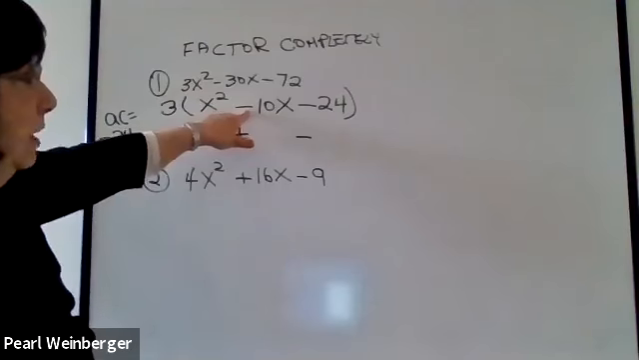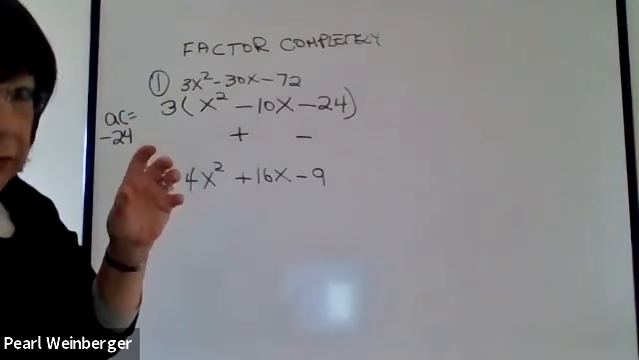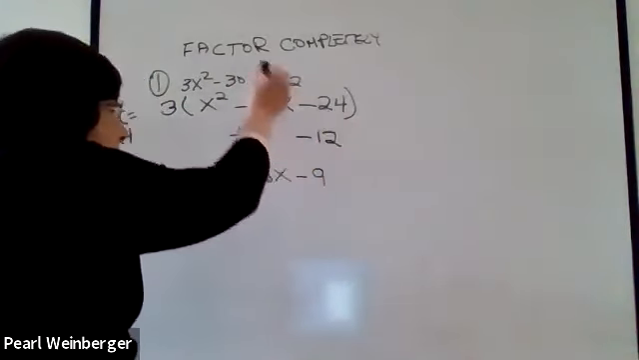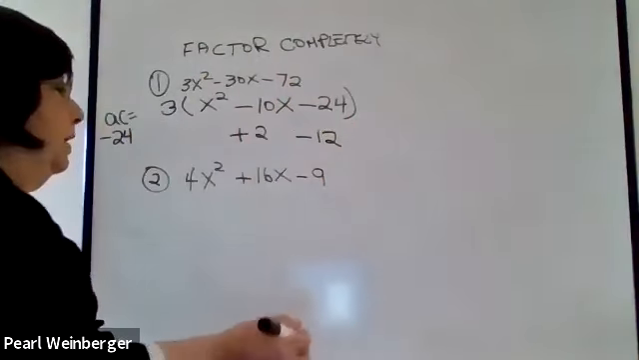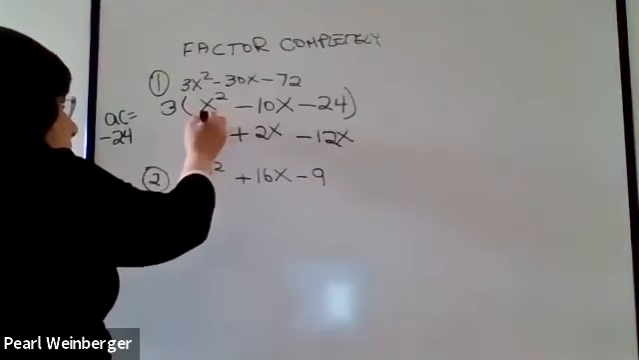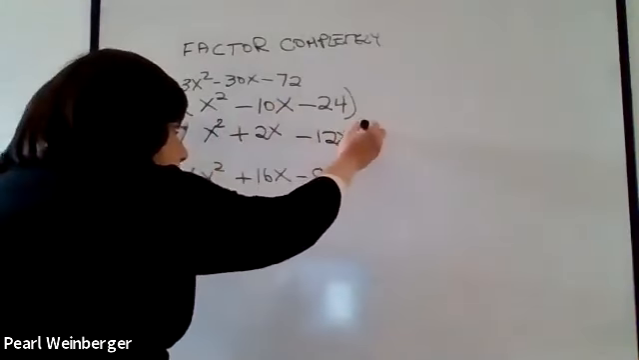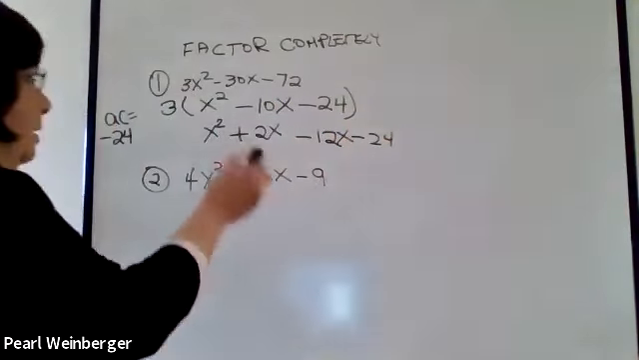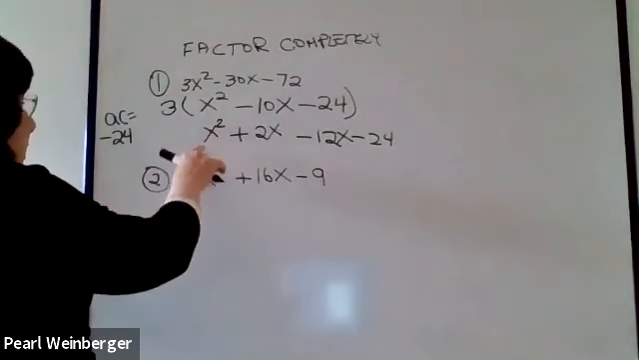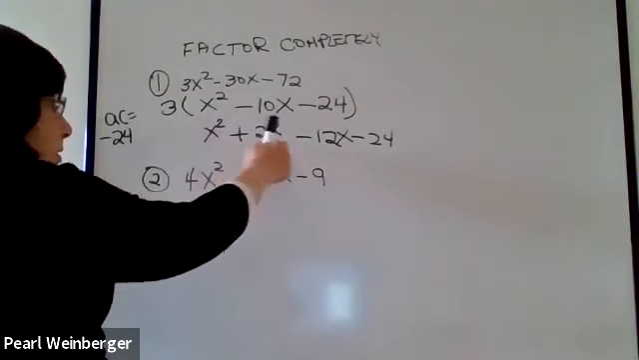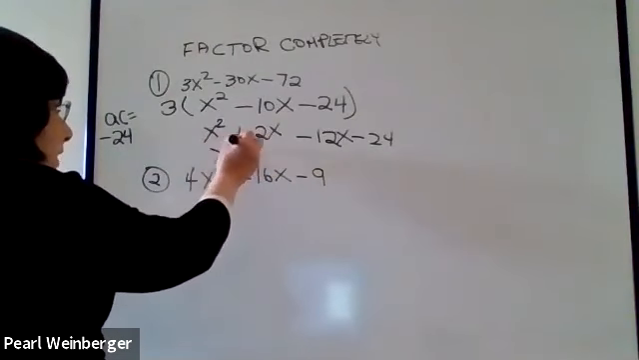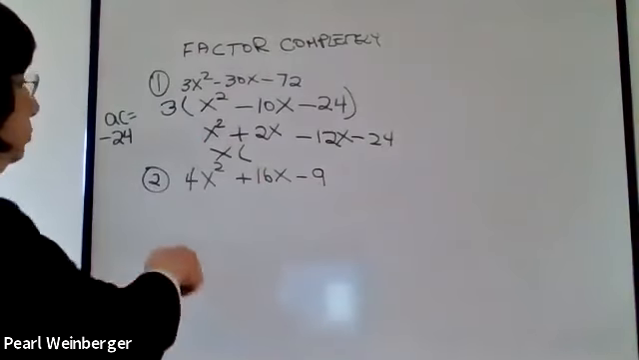Since the middle term is negative, the larger of the numbers, which in this case is the 12, will have to be the negative, and the smaller number, the 2, will have to be the positive. Now we put an x next to each of these and just bring down the x squared and the minus 24. Then I can do my grouping method. Between x squared and 2x, we have a common factor of x. So that becomes, and I'm just going to move this one down.